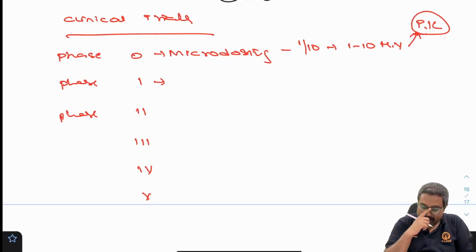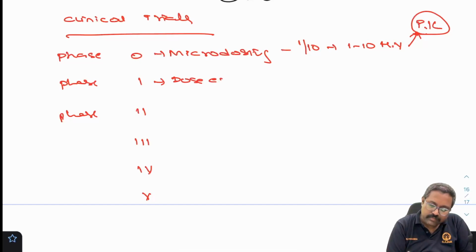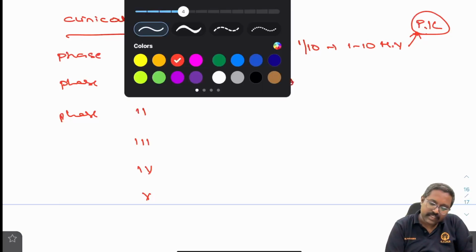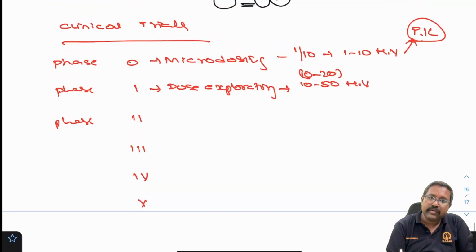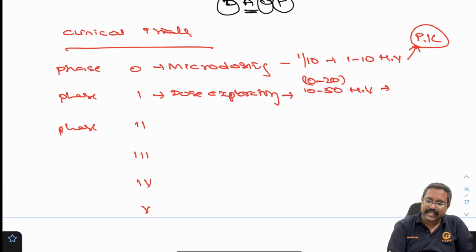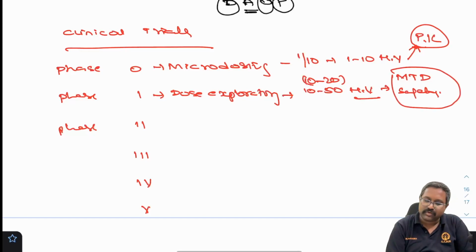So phase 1 is nothing but safety. It is a dose exploratory study where you will be choosing 10 to 15 healthy volunteers, or sometimes they will give 10 to 20 healthy volunteers. Phase 1 is done in healthy volunteers. Basically you are going to check the maximal tolerable dose, and you are going to check for the safety. These are the two things you will do.